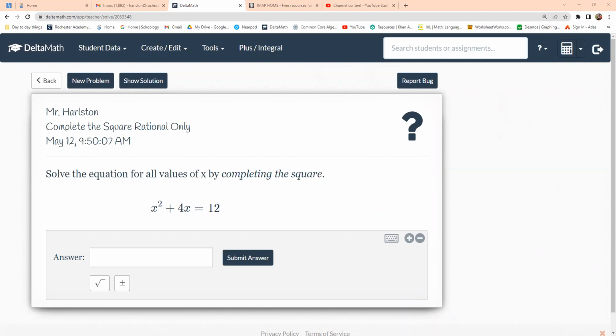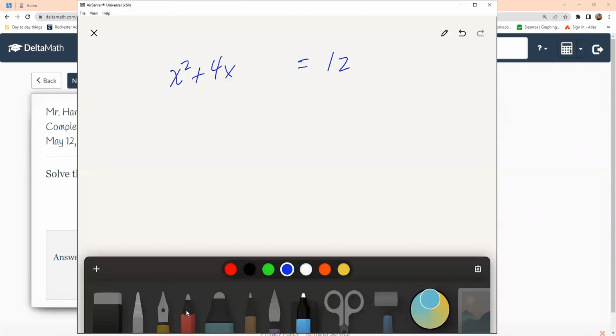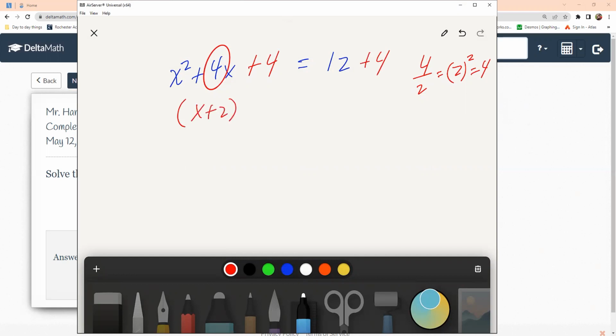So here's the equation. Remember, first thing you're going to do is take the middle term, divide it by 2, and then you're going to square it. So that's what we're going to be adding to both sides. So this is going to be (x + 2)² — you always take the inside there — equals 16.